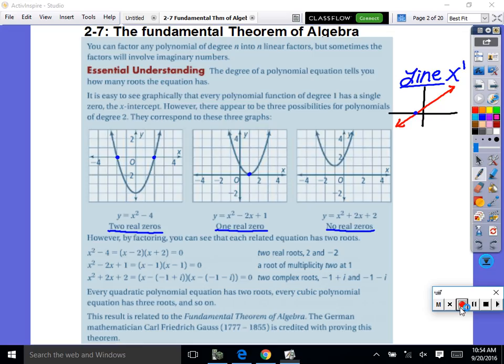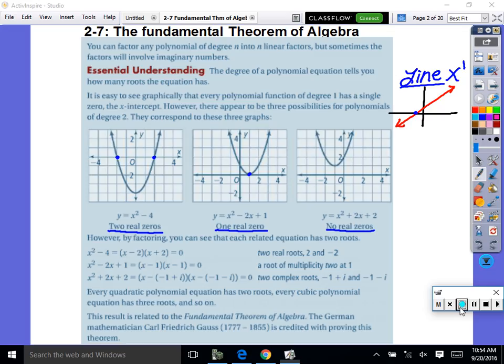And then we can also have a quadratic that only touches down and bounces back up. That still has two solutions, correct? But it's just with a multiplicity of 2. So this would be x is equal to 1 with a multiplicity of 2. However, even though it has one real zero, it has a multiplicity of 2. So technically we have two solutions.